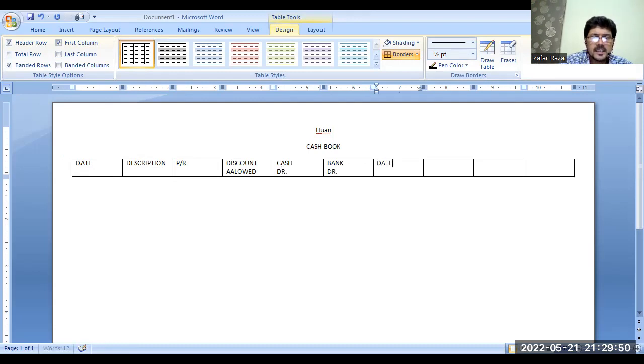Again date, description, discount, cash. We are short of 1 column, bank credit. Okay, let me settle the alignment.